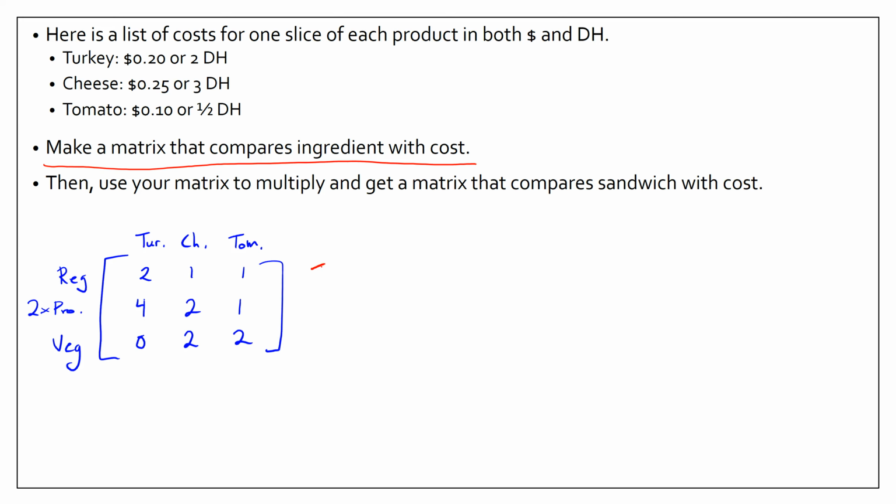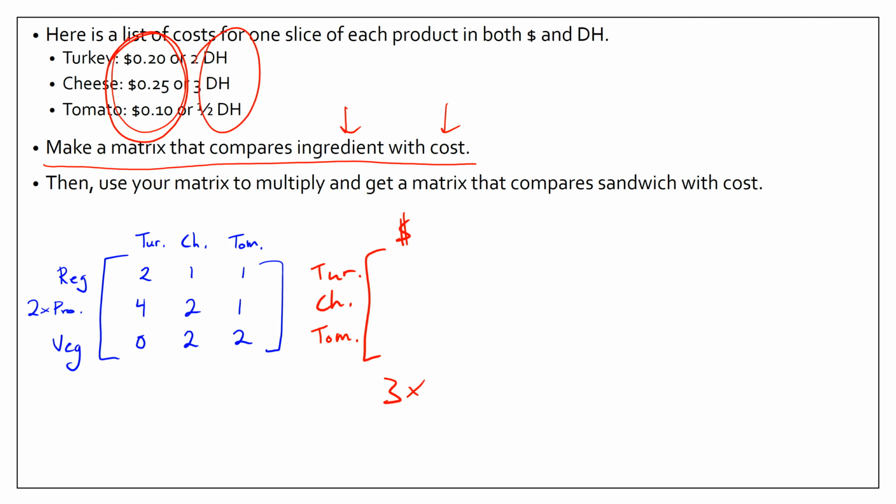I'm just going to write it right here. Since I'm doing ingredient by cost, ingredients are going to go down the rows. So I have turkey, I have cheese, and I have tomato. So this is a 3 by something matrix. For the cost, I have costs in dollars, and I also have costs in dirhams. So since there are two columns, this is actually going to be a 3 by 2 matrix. Remember, my original one was a 3 by 3 matrix.